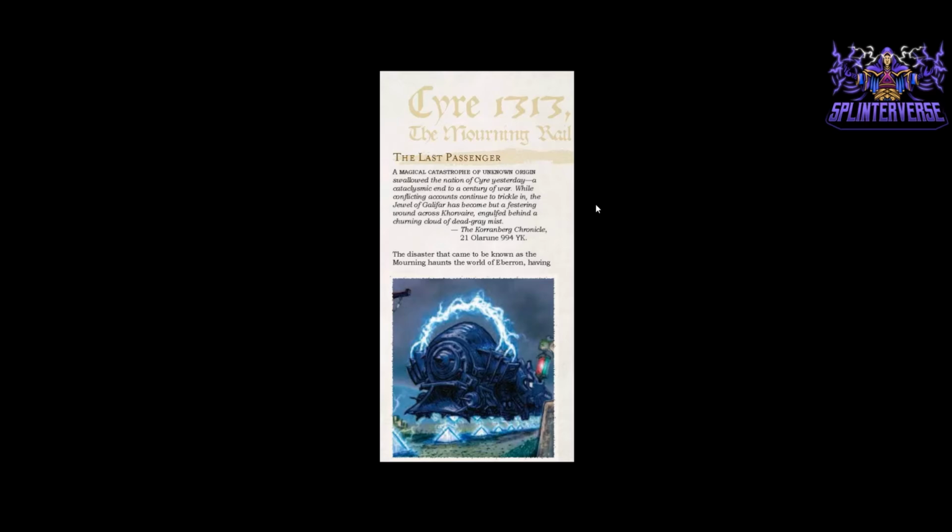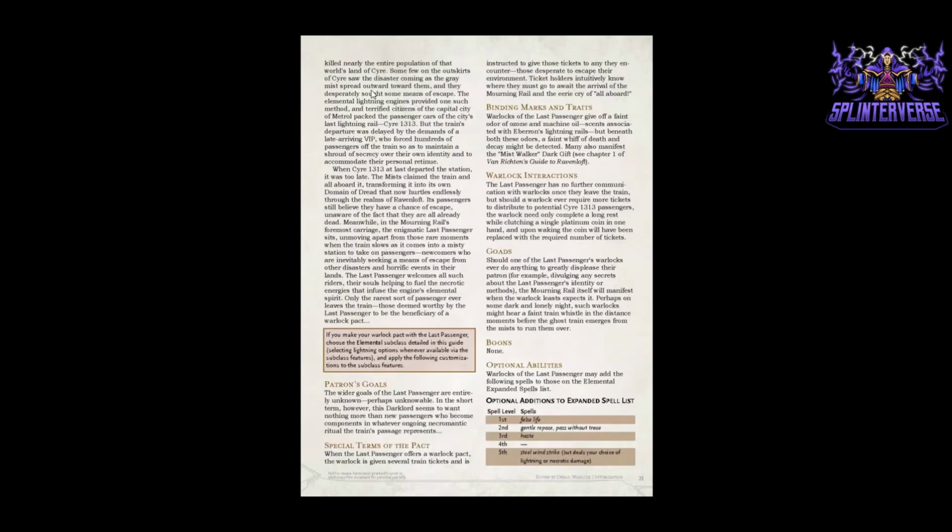So it says, the disaster that came to be known as the Morning haunts the world of Eberron, having killed nearly the entire population of that world's land of Sire. Some few on the outskirts of Sire saw the disaster coming as the gray mist spread outward toward them, and they desperately sought some means of escape.